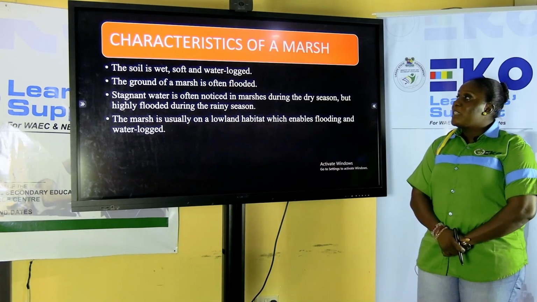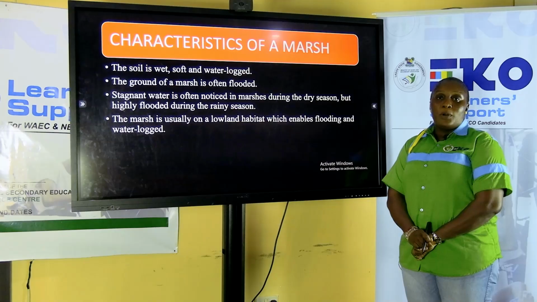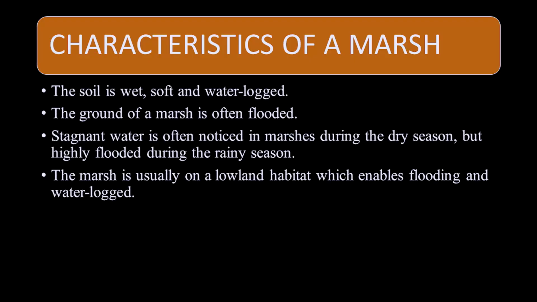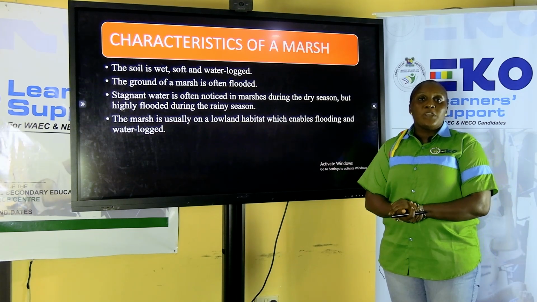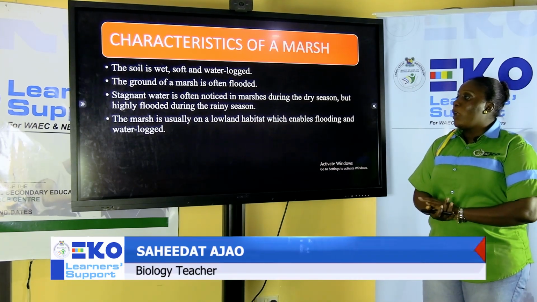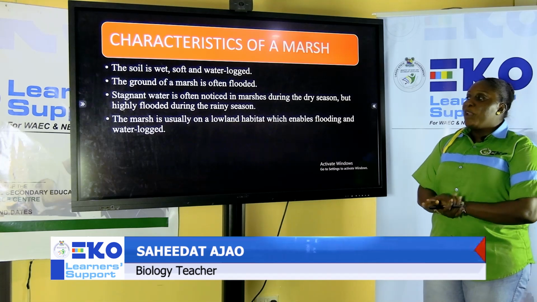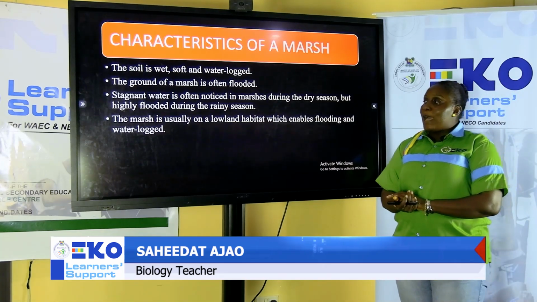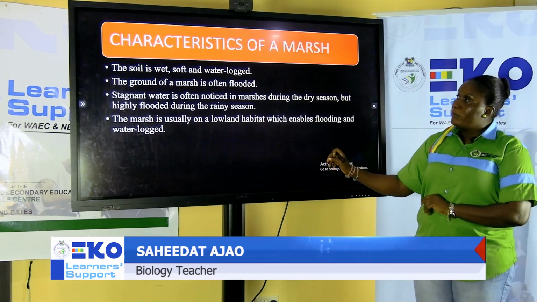Let's look at the characteristics of a marsh habitat. Number 1, the soil is wet, soft, and waterlogged. Number 2, the ground of a marsh is often flooded. Number 3, there is presence of stagnant water during the dry season and highly flooded water during the rainy season. Number 4, the marsh is usually on a lowland habitat, which enables flooding and waterlogging.